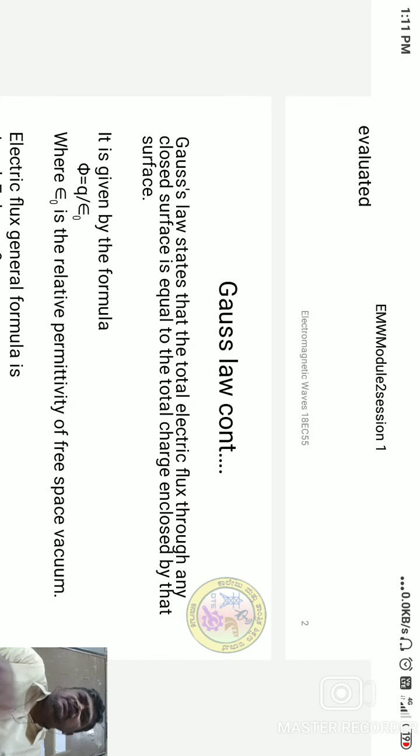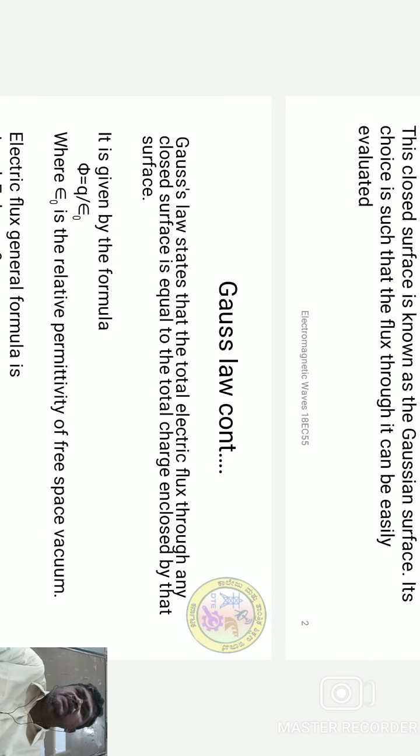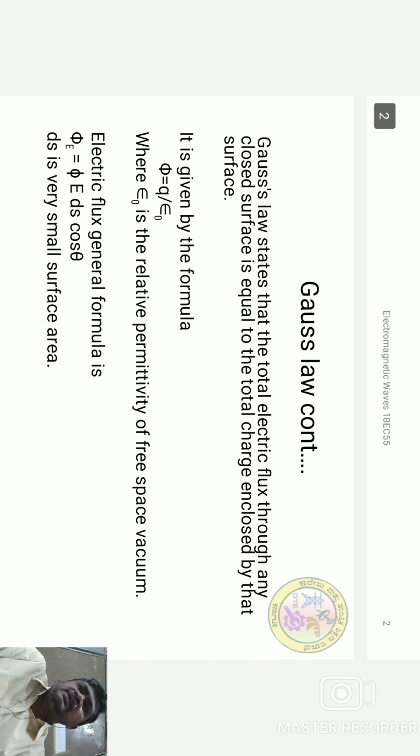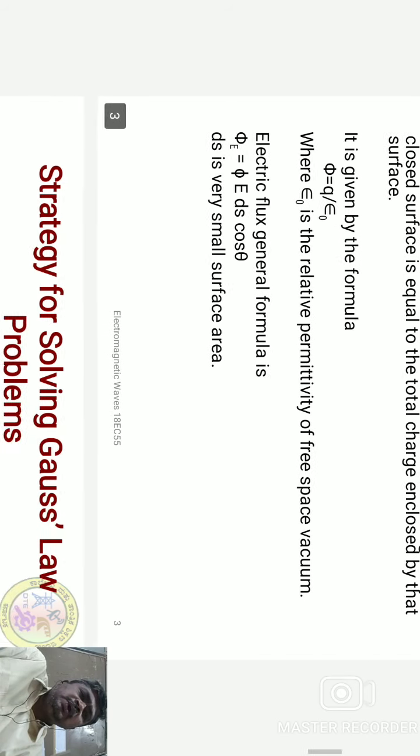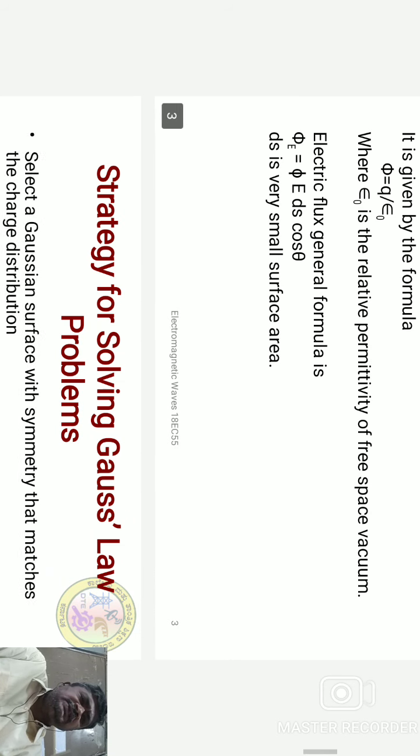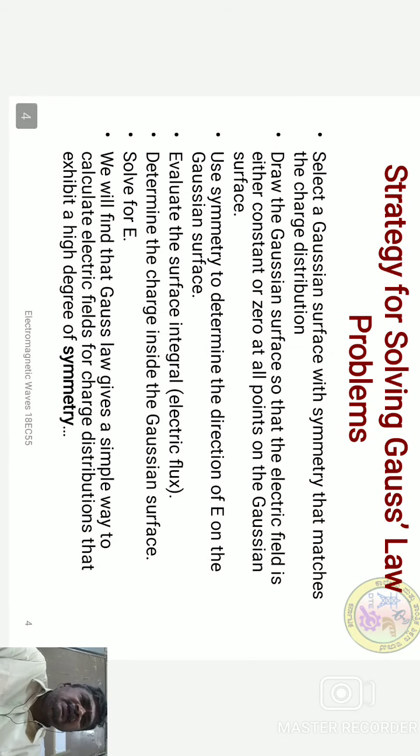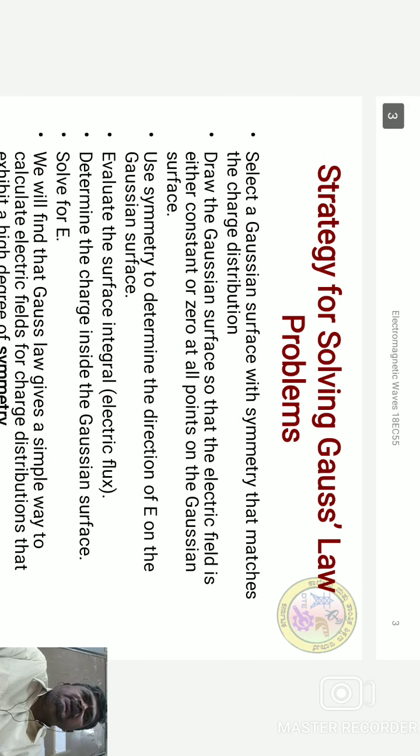Up to here we have studied the expression. What is the expression for the Gauss theorem? In general form it is different, but we used to apply it like this: the closed integral of E into ds is equal to q upon epsilon naught, or even I can call it the closed integral of E into ds cos theta is equal to q upon epsilon naught. Now we will be using this Gauss theorem for many applications.